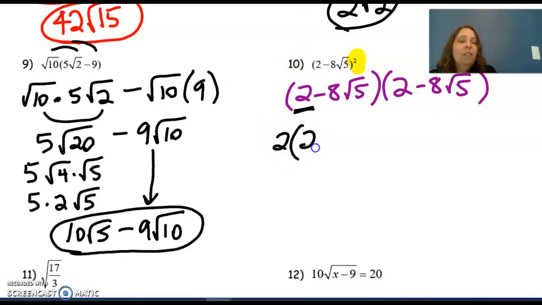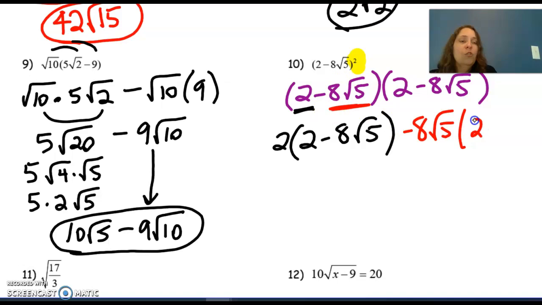2 from the front times the 2 minus 8 root 5 in the back, and then minus 8 root 5 times 2 minus 8 root 5 in the back. Now just go ahead and take it one step at a time. 2 times 2 is 4. 2 times a negative 8 root 5.